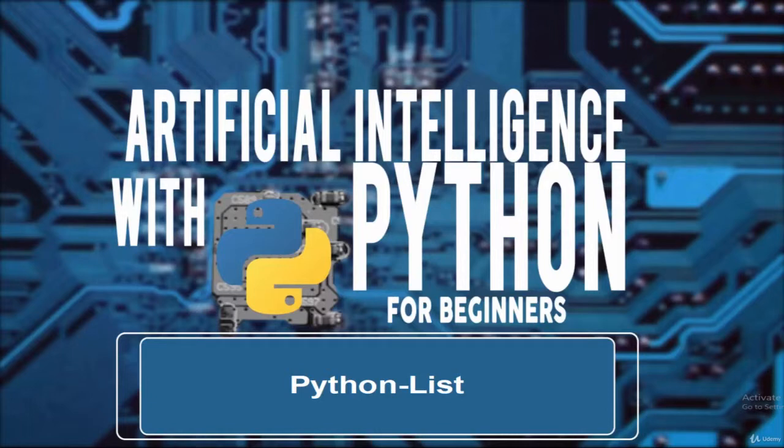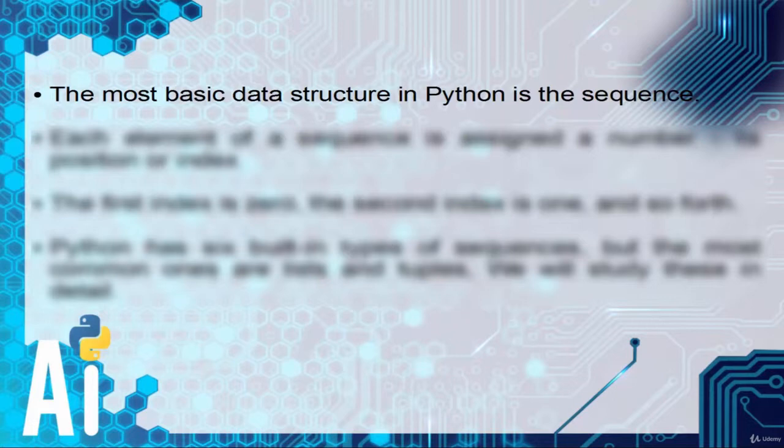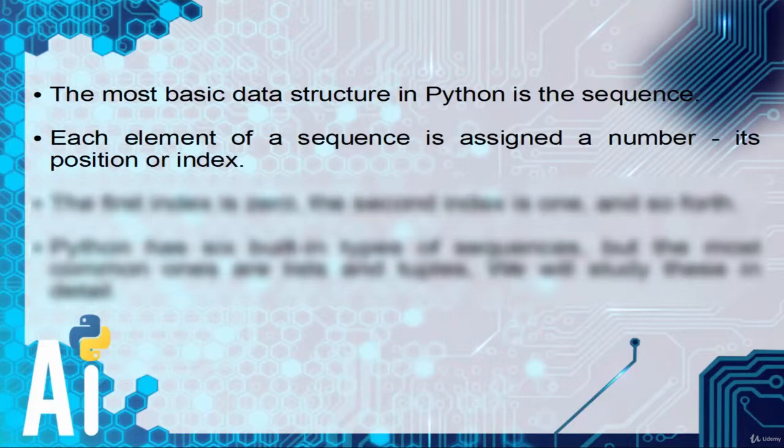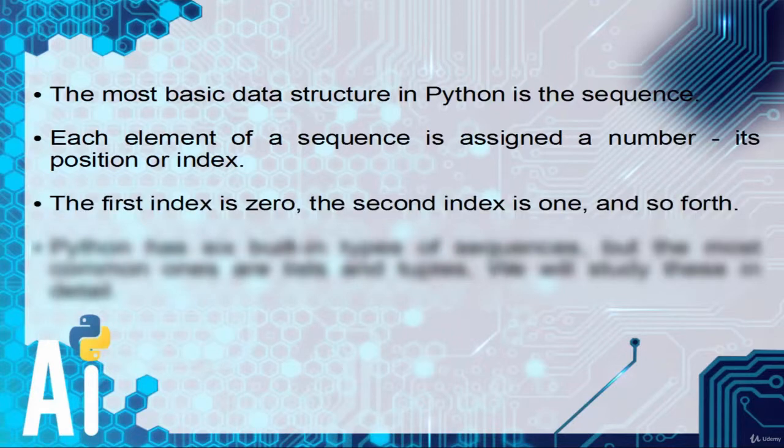Welcome, in this video we are going to learn Python list. The most basic data structure in Python is the sequence. Each element of a sequence is assigned a number, its position or the index. The first index is 0, the second index is 1, and so forth.